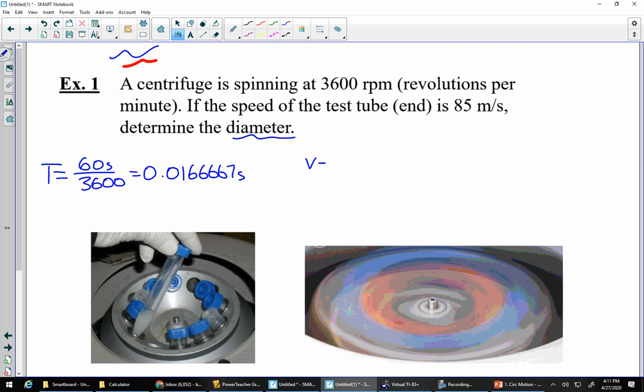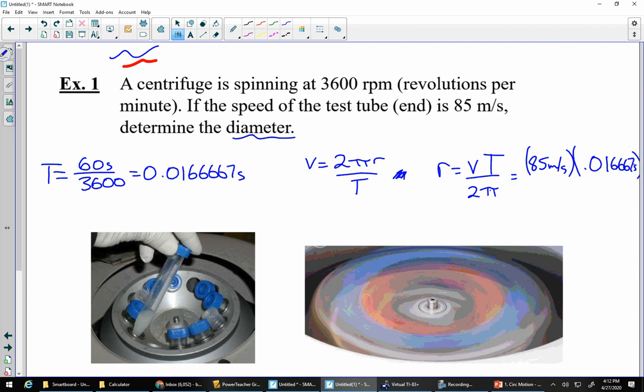Next thing, I've got v is 2 pi r over the period. I'm looking for the diameter. So some mathy people out there might just say, oh, well, it's just pi d instead of 2 pi r. Pi times the diameter. This is the way that it's written on our data booklet, so I think we'll use this one. Let me just rearrange. I want radius is going to be equal to speed times the period divided by 2 pi. So the speed is 85 meters per second times the period, 0.01666, whole bunch of those, and then a 7. And then we're going to divide that by 2 and also divide that by pi.